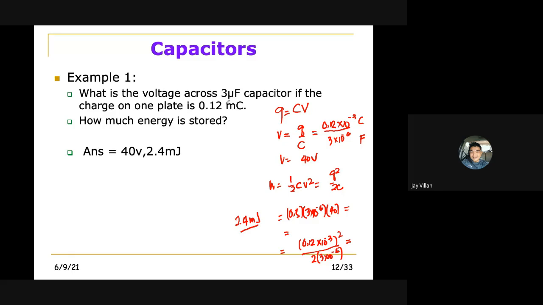So take note that, again in the properties, the third property of capacitors, it can only release this capacitor if it is connected to a load. Okay, if it is connected to a load, and if it is disconnected from the source.